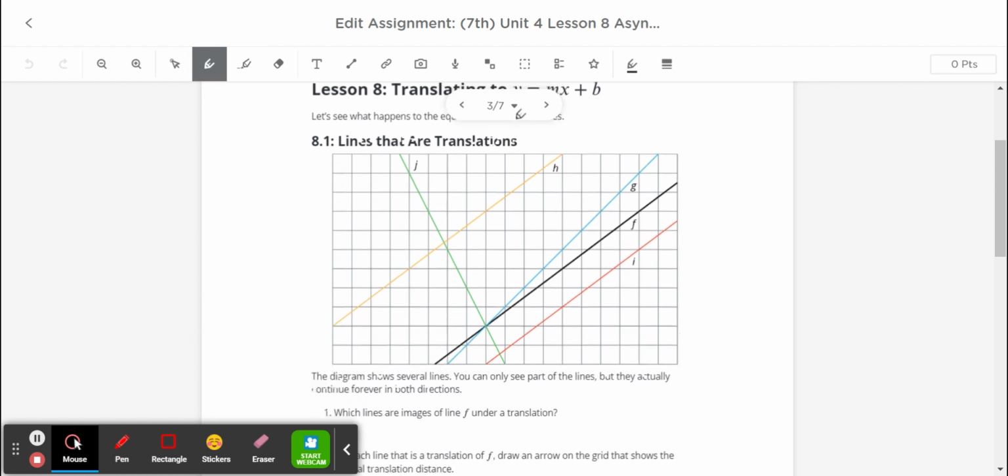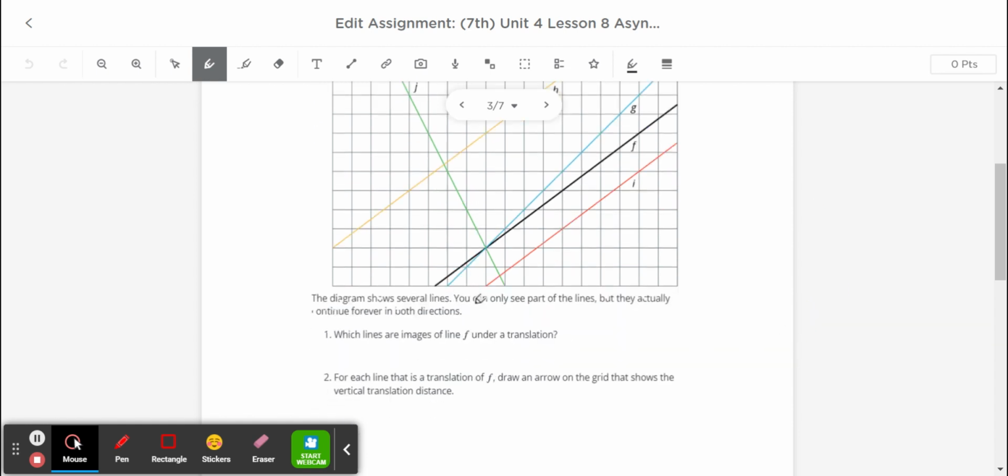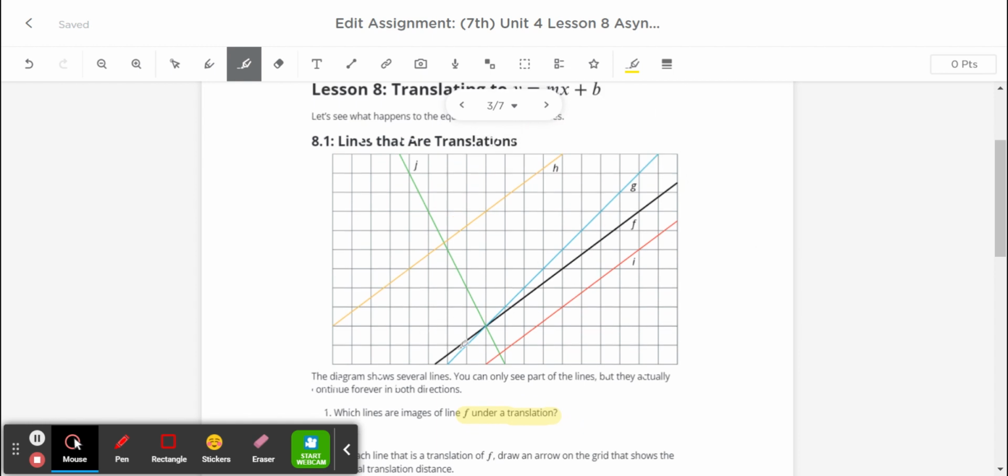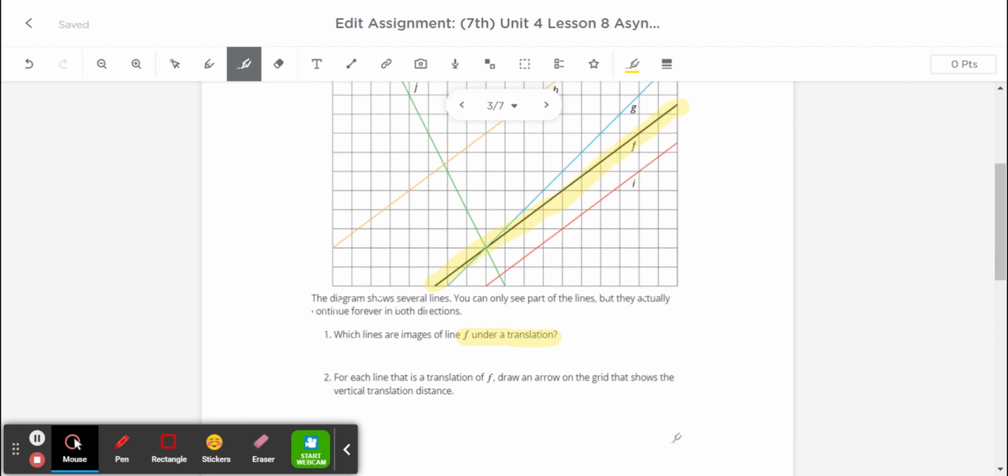So let's take a look at slide 3. You should be on slide 3, lines that are translations. Slide 3 says the diagram shows several lines. You can only see part of the lines, but they actually continue forever in both directions. Which lines are images of line F under a translation? So in other words, which of the lines on this grid are a transformation of line F? That's question 1. And question 2 says, for each line that is a translation of F, draw an arrow on the grid that shows the vertical translation distance.